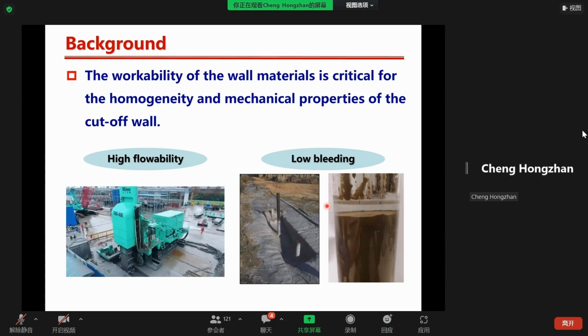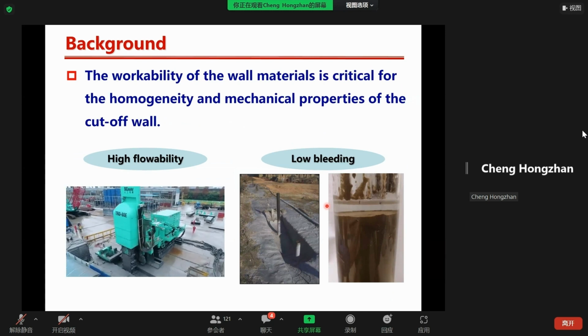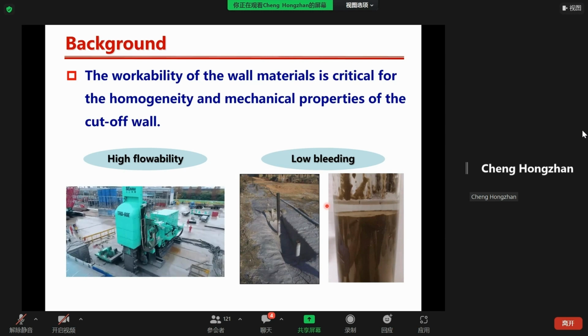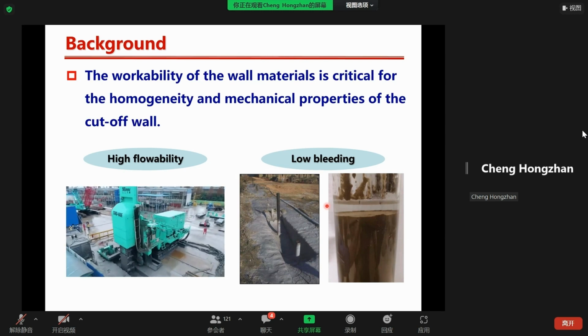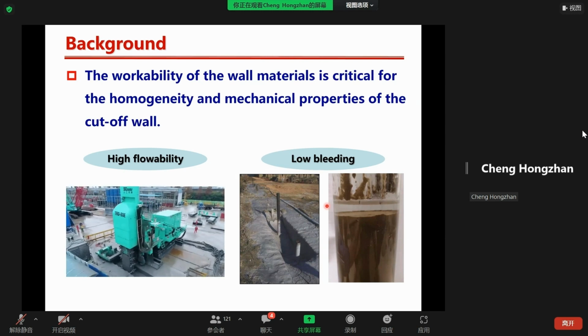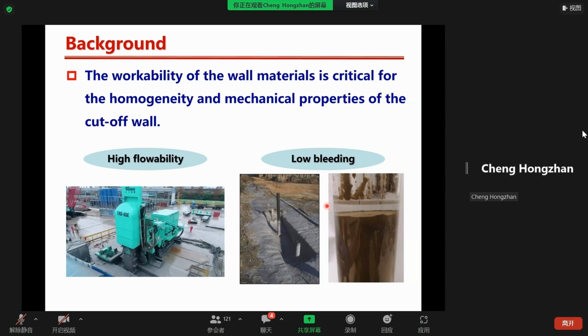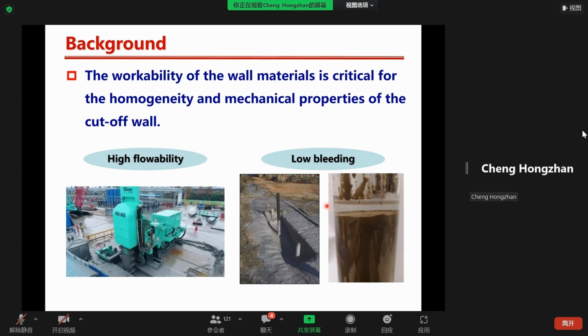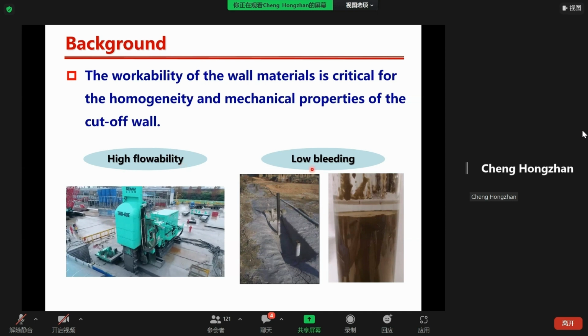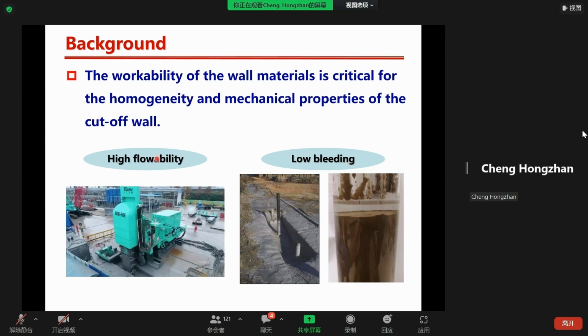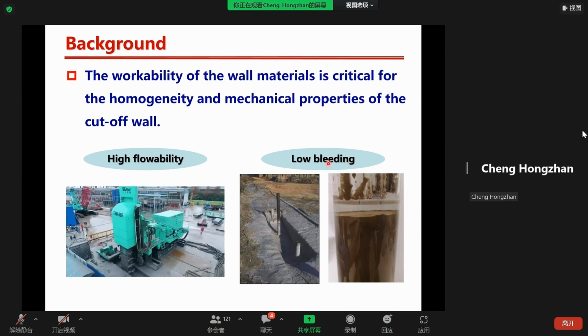The workability of the wall materials is critical for the homogeneity and the mechanical properties of the cut walls, including the UCS and the permeability. The workability of cut wall materials is commonly quantified using the flowability and the bleeding. In general, a good workability requires a high flowability and a lower bleeding rate.